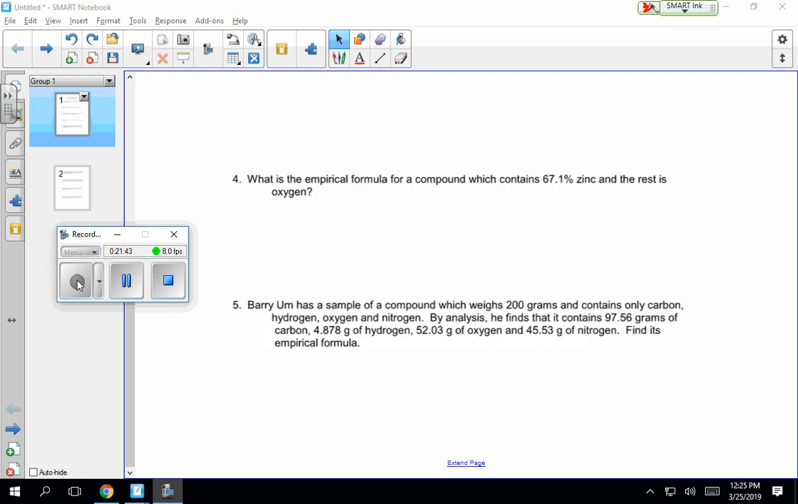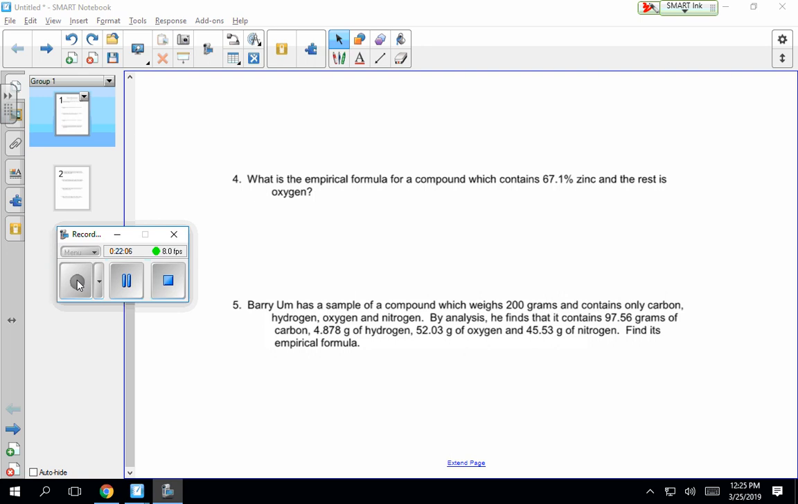Okay, so first of all, the empirical formula for a compound which contains 67.1% zinc and the rest is oxygen. They do a lot of these that are kind of simple. They're just putting little tiny math twists on there. You got that down. You're set. Okay. So 67.1% zinc and the rest is oxygen.